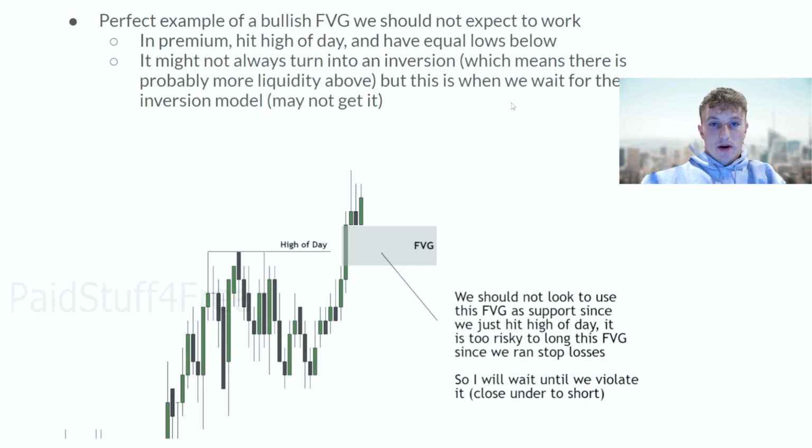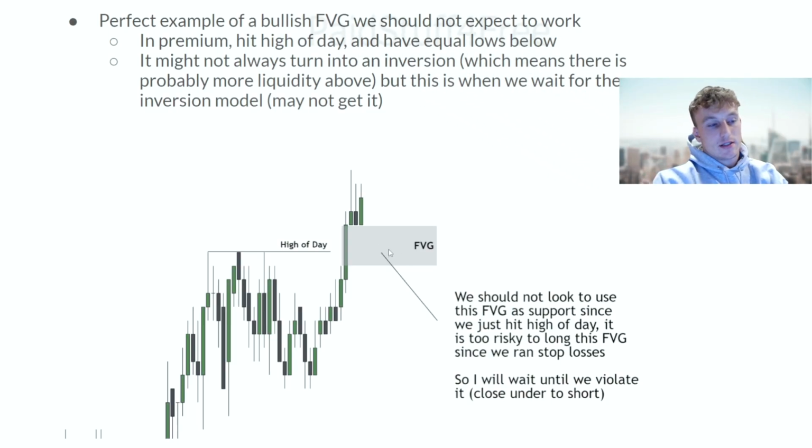So this is a perfect example of a bullish fair value gap we should not expect to work because we just hit high of day. Okay, why would we long this if we are already above high of day and we're also on premium? Okay, and I talk about premium and discount in another video. And we have triple equal lows below. Okay, and if we do bounce off this, I don't care. It's still not a good play.